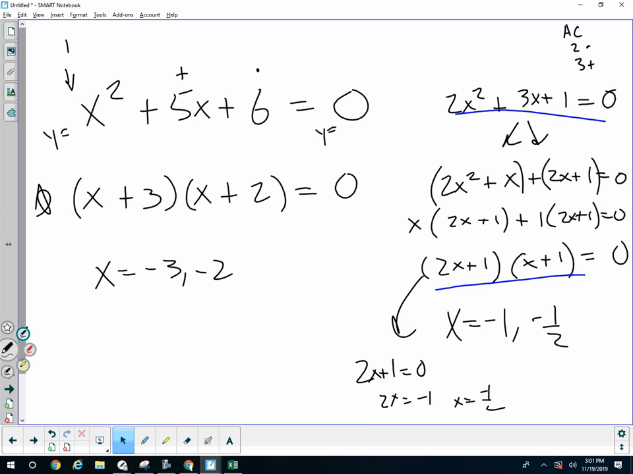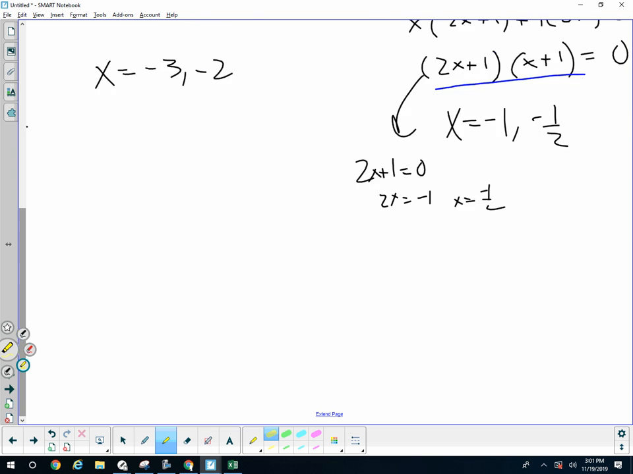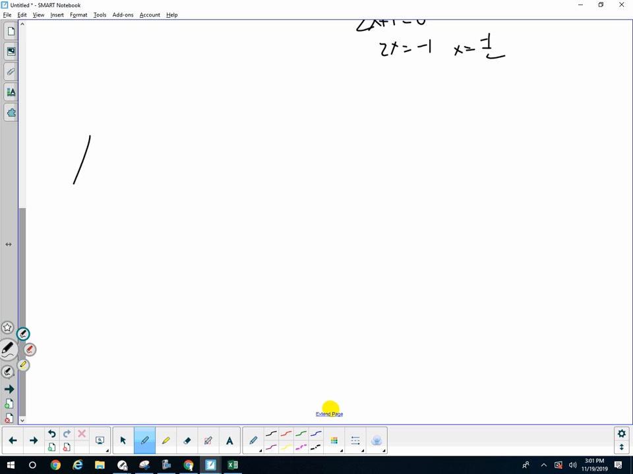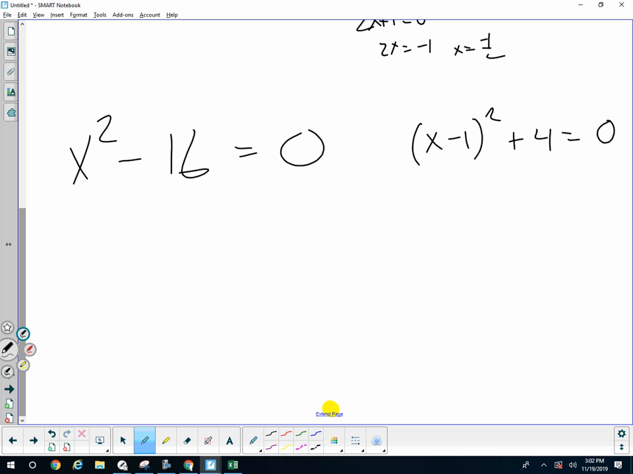If I have x squareds and x's, it appears that this is all we can do. We can either factor or graph. X squareds and x's, we can factor and graph. We will learn a different way to solve this. Now, today, we will have the following. Equations with just x squareds in them, like x squared minus 16 equals 0, or x minus 1 squared plus 4 equals 0. Where we have things being squared, but we don't have other stuff that's bothering it.